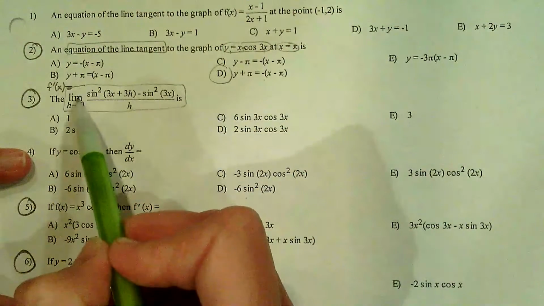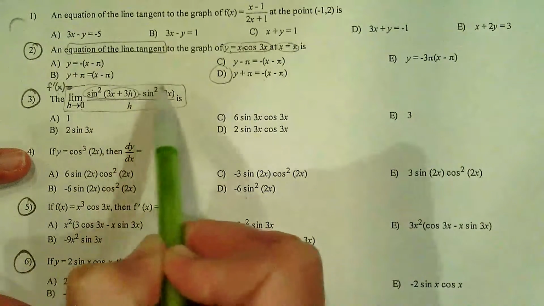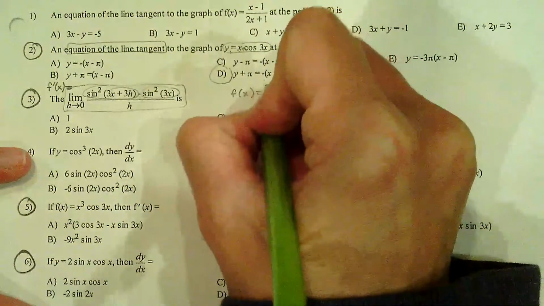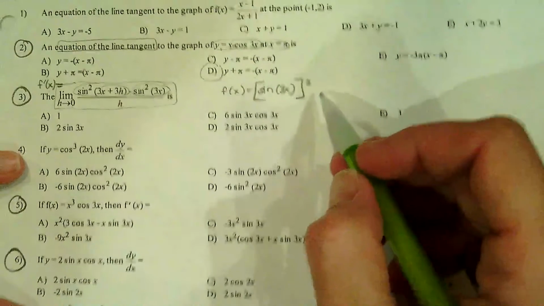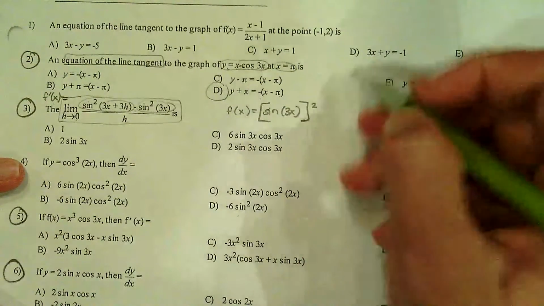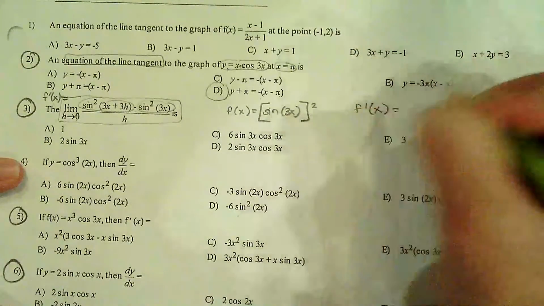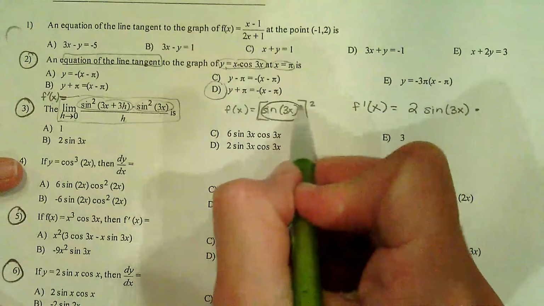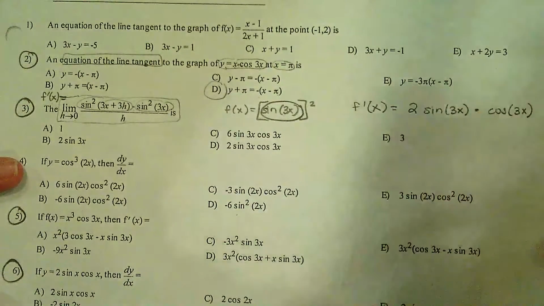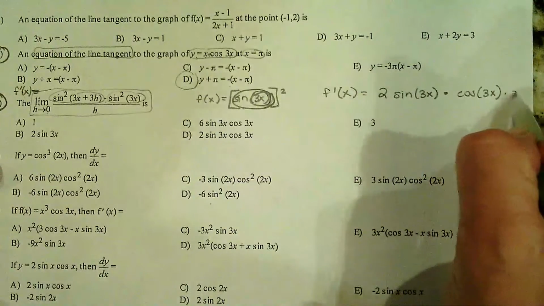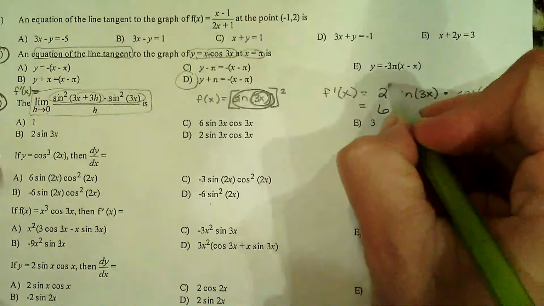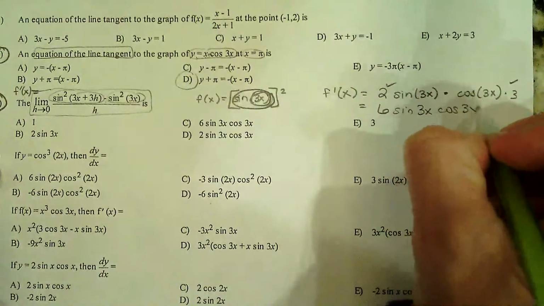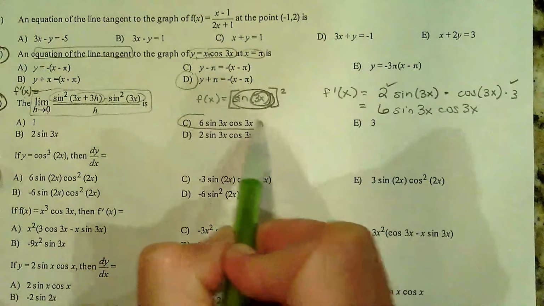So the derivative of some function equals the limit as h approaches 0 of f of x plus h minus f of x. So this is your function. F of x equals sine of 3x squared. So if I want the derivative of that, I'm going to first do the power rule. Bring my 2 out in front. 2 times the sine of 3x times the derivative of what's inside of there. So the derivative of sine is the cosine of 3x times the derivative of what's inside of that. So times 3. So it ends up being 6, because of the 2 and the 3, sine 3x cosine 3x. 6 sine 3x cosine 3x is option C.